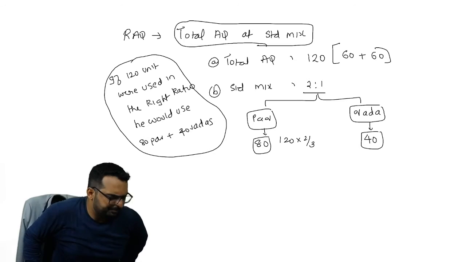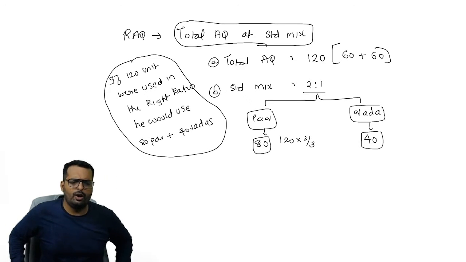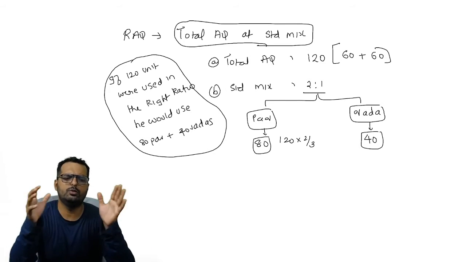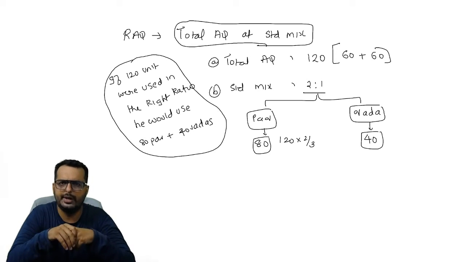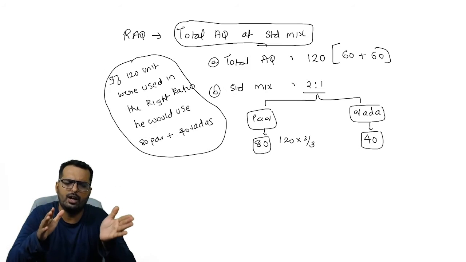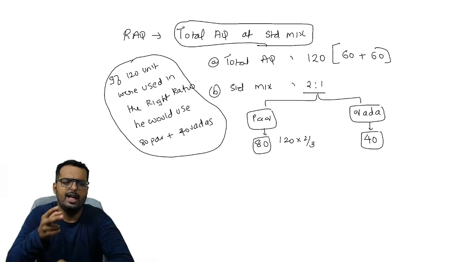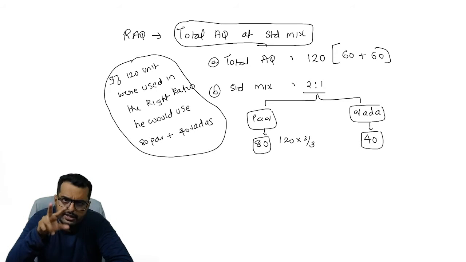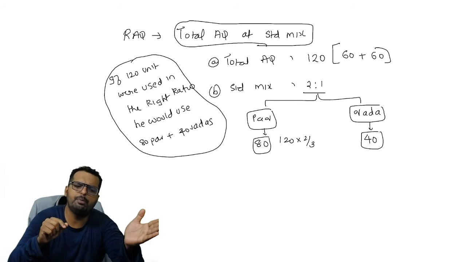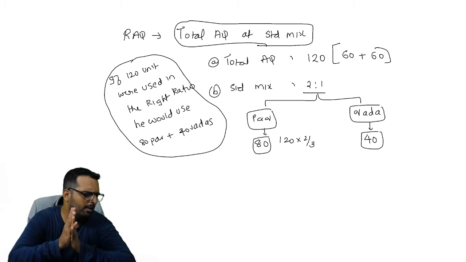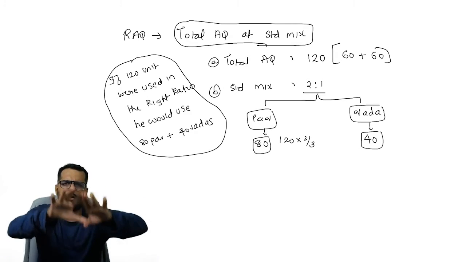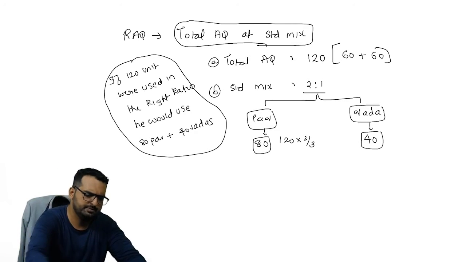All right. So now, what is the total actual quantity that you have over here? 120. Okay, that is 60 vada, 60 pav. What is the standard mix? 2 is to 1. Had 120 units been used in the right mix, it should have been 80 pav and 40 vada. I'll give you 1 minute. Process this information.